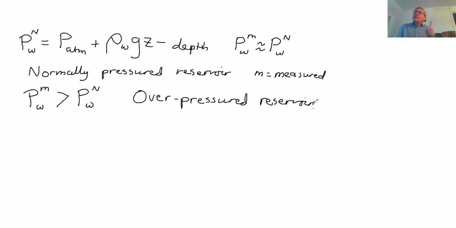An overpressured reservoir isn't a reservoir with a high pressure. It is not a reservoir where the oil and gas pressures are higher than the water pressure. That's always the case, and we've described why that's the case. An overpressured reservoir is where the water pressure, and I emphasize the measured water pressure, is higher than you would expect for the column of water.